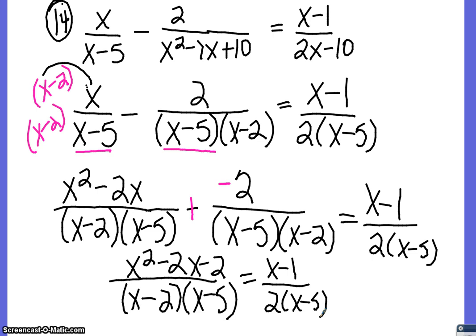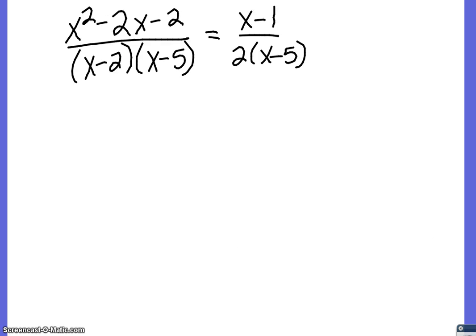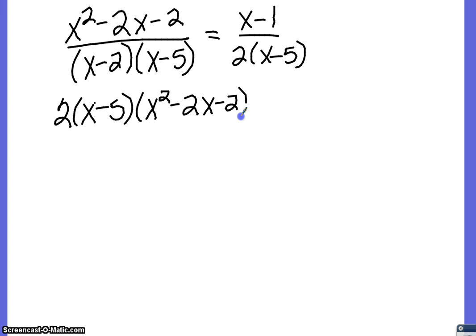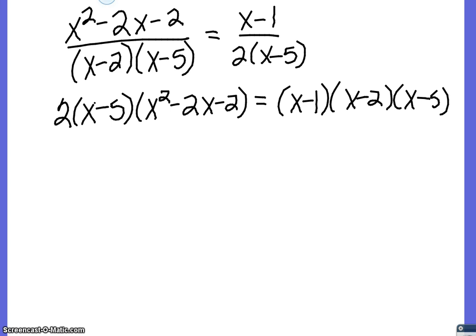So watch what happens when I cross multiply. So when I cross multiply, I have 2 parentheses x minus 5, and then I have my quadratic x squared minus 2x minus 2. And that's going to be equal to my x minus 1 times x minus 2 times x minus 5. Now, same concept as before. If I have the same expression on the left-hand side of the equation as I do on the right-hand side of the equation, I can cancel them. So now what I have to do is FOIL, and I'm going to combine like terms and solve.